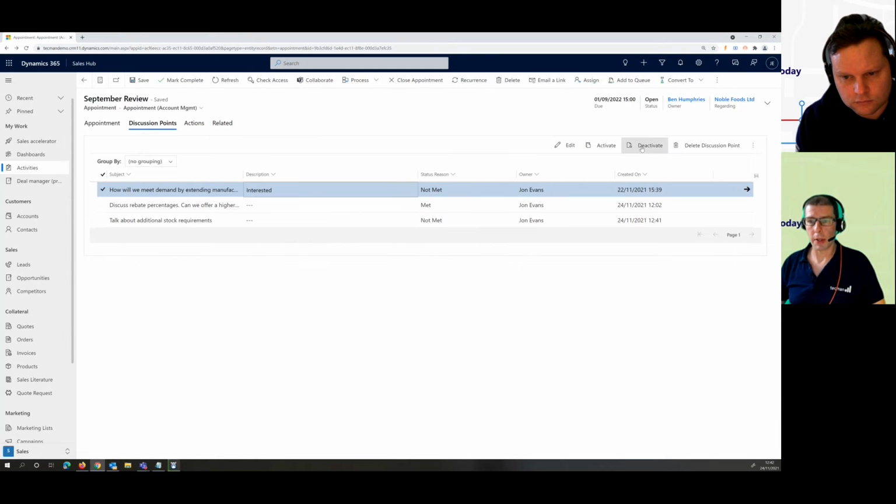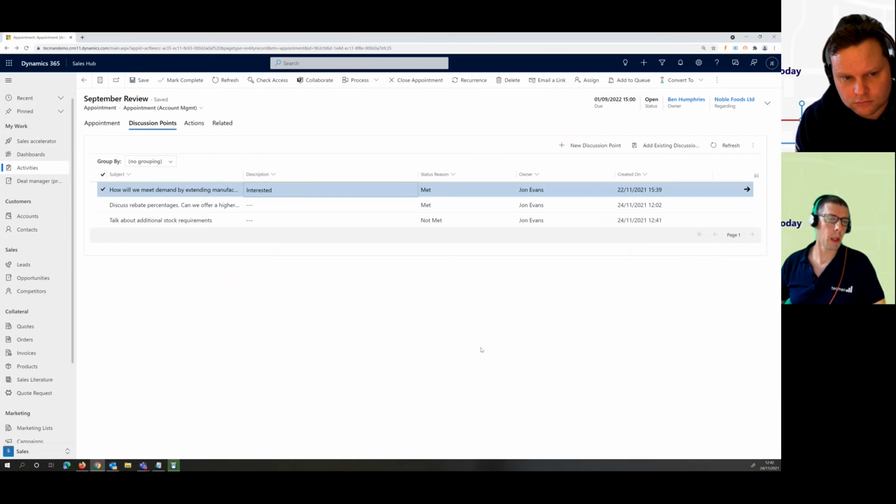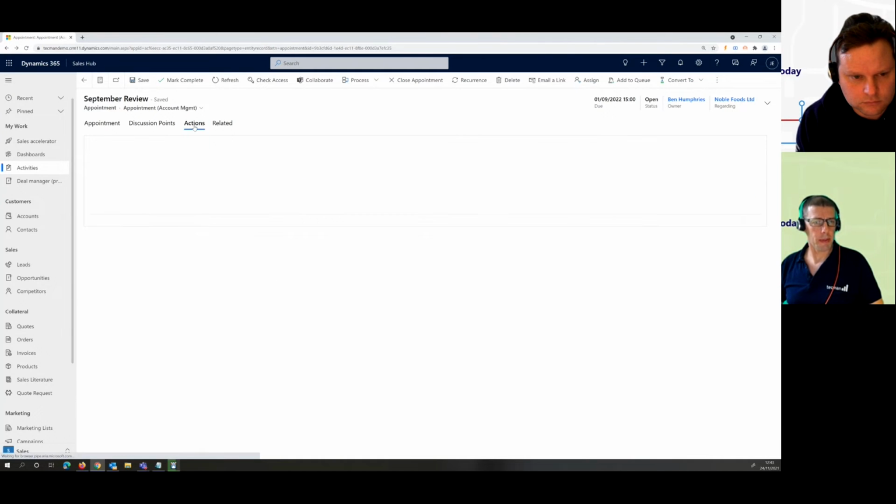And then by selecting that, we could say that one is met as well. There you go. But it may be the stock requirements, there's somebody in the warehouse you need to talk to, they weren't in on that particular day, so we'll say that is not met. If we need to add some actions, we can do that too.